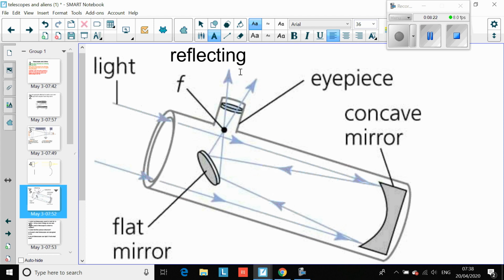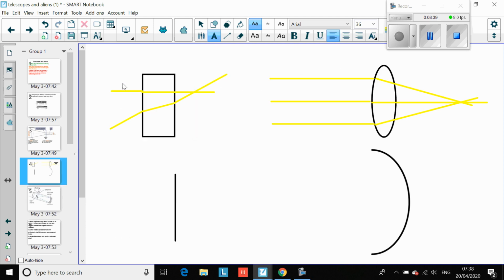Now this is actually a much better design because it doesn't give you any kind of blurry effect, what they call chromatic aberration, whereas unfortunately the refracting telescope does. So I'm just going to very quickly explain how the reflecting telescope works, and then you're going to draw this one up as well. A minute ago I showed you how lenses focus light.